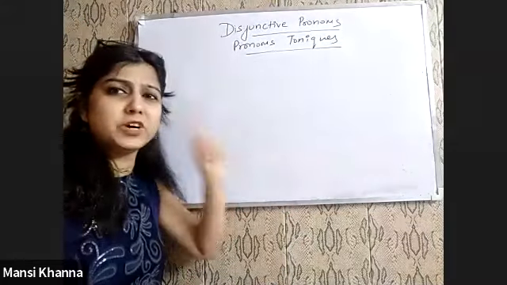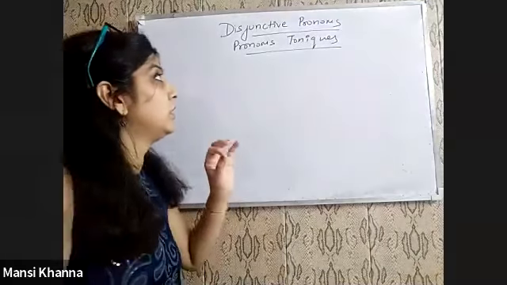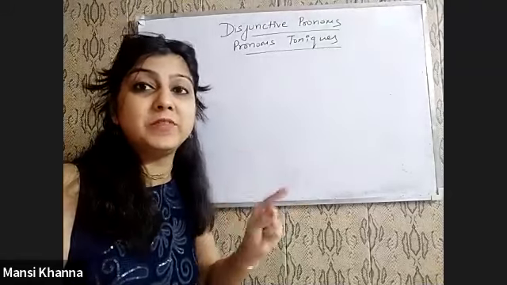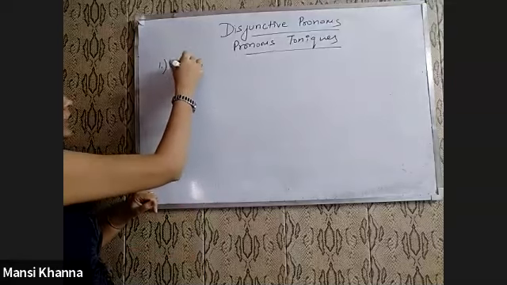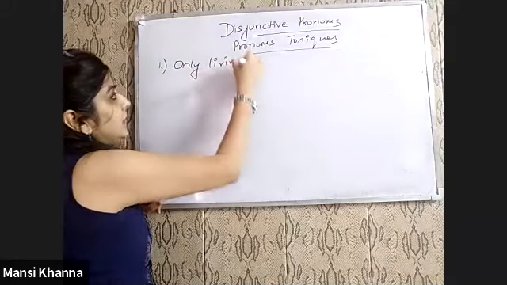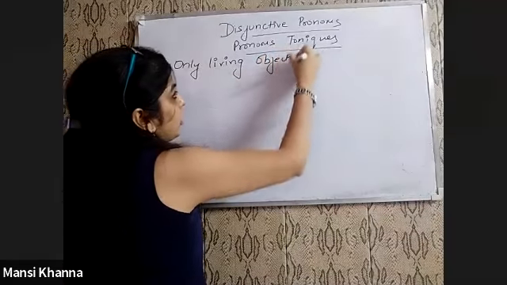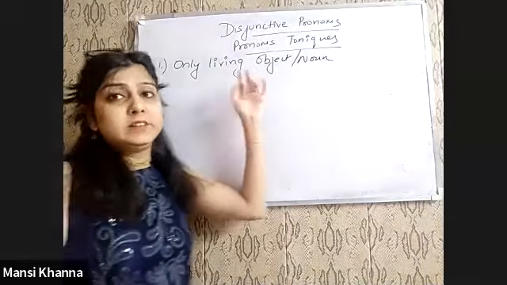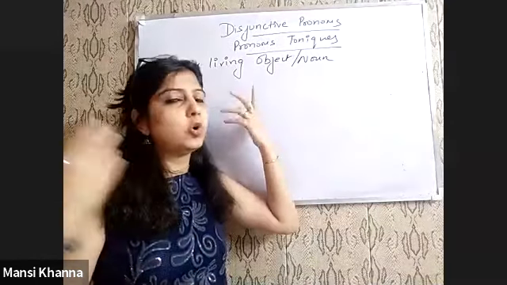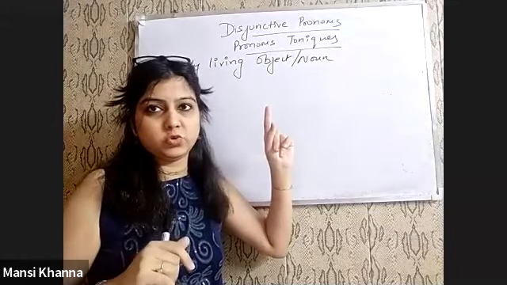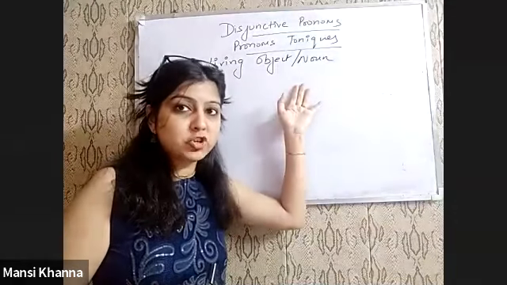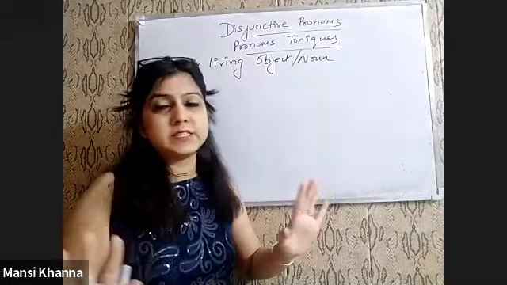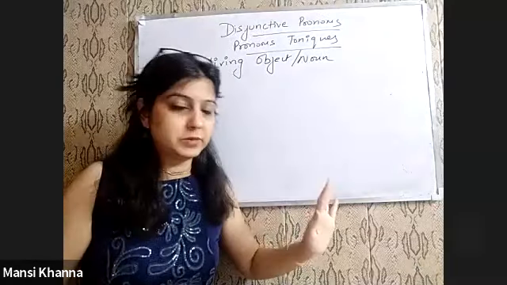Now, disjunctive pronouns. The first most important point for any noun to be replaced by a disjunctive pronoun is that it has to be living. Only a living object or noun. This is the foremost rule, the first rule. If this doesn't satisfy, you don't need to go over to the second rule. Only if the noun that you're referring to is living. Otherwise, a disjunctive pronoun is not possible.